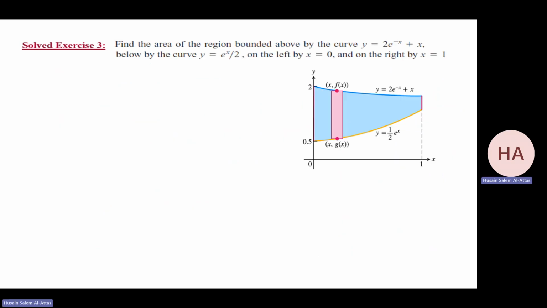Sometimes they give me the function. Now what we want is to find the area of the region bounded above by this curve, below by another curve, on the left by x equals 0, and on the right by x equals 1.